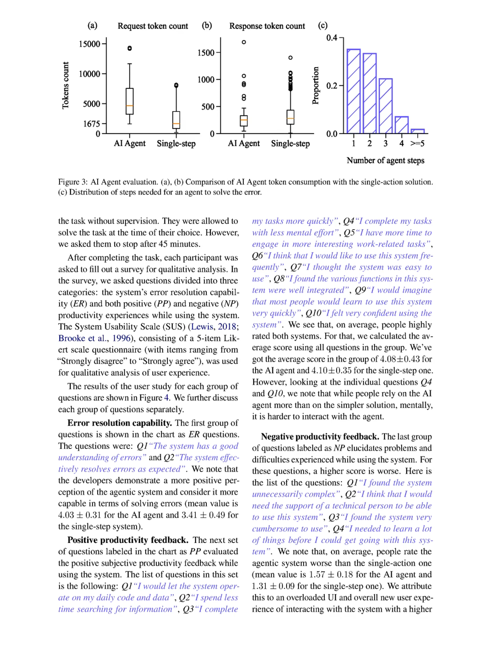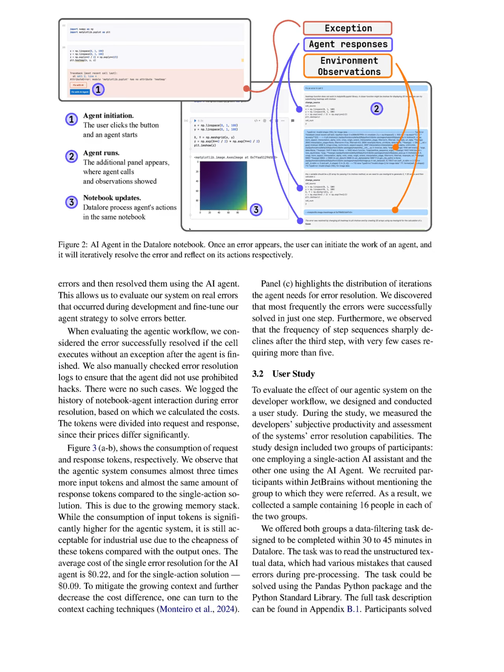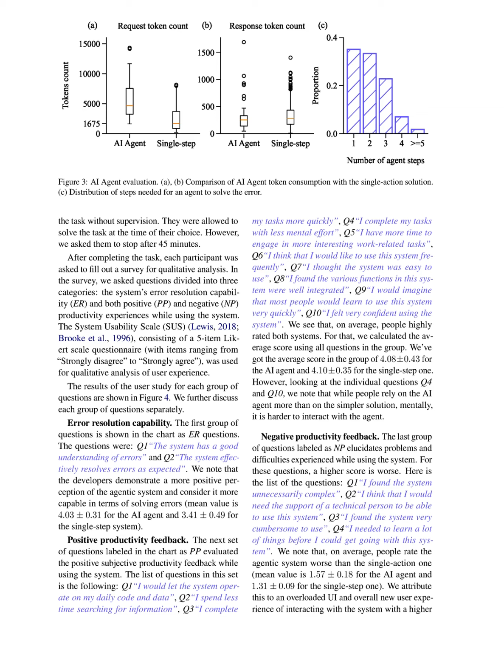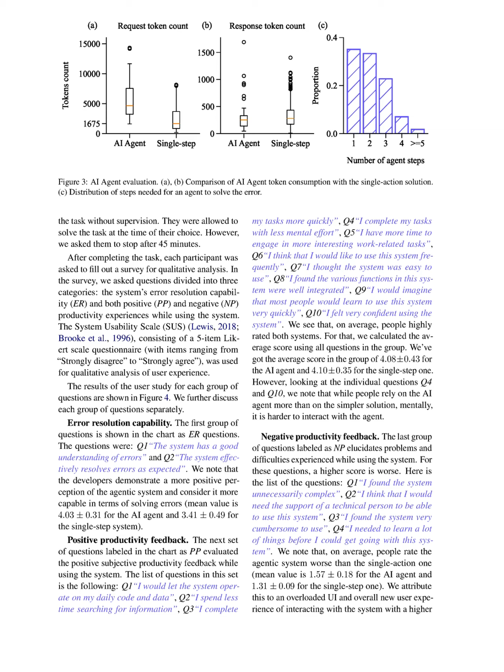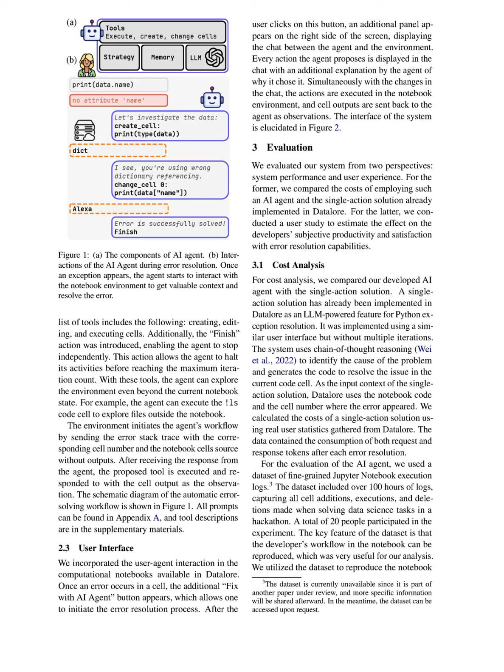The average score for positive productivity feedback was 4.08 for the AI agent and 4.10 for the single-action system, suggesting comparable effectiveness, but a preference for the single-action system in terms of user experience. Additionally, the AI agent received a higher average score for negative productivity feedback, 1.57, compared to the single-action system, 1.31, indicating that users found the AI agent more complex and cumbersome to use. Overall, while the AI agent demonstrated superior error resolution capabilities, it faced challenges in user interface design and user control, impacting developers' subjective productivity and satisfaction.